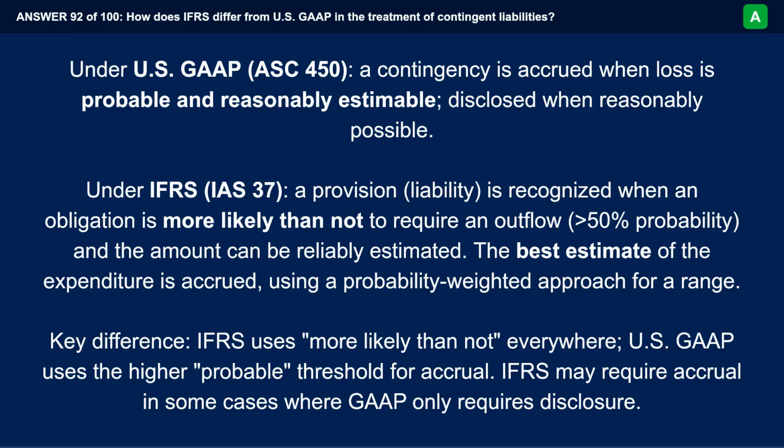The best estimate of the expenditure is accrued using a probability-weighted approach for a range. Key difference: IFRS uses more likely than not everywhere. U.S. GAAP uses the higher probable threshold for accrual. IFRS may require accrual in some cases, where GAAP only requires disclosure.